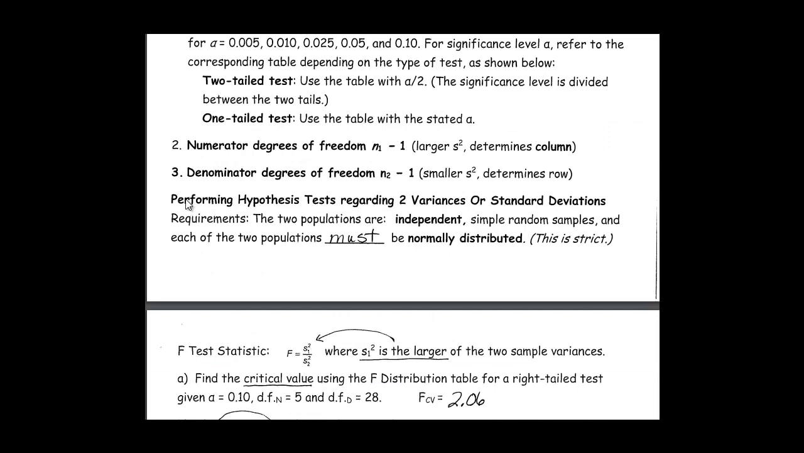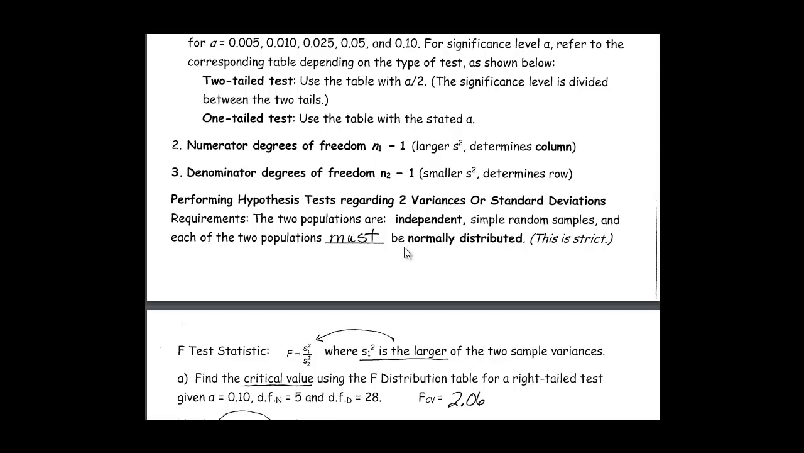One thing I want to point out is when you are performing a hypothesis test regarding two variances or two standard deviations, there are some strict requirements that seem kind of obvious, the first two anyway. The two populations are independent. Back to my manufacturers, what one manufacturer does not impact the other. That makes them each independent. Obviously, simple random sample, but each of these two populations must be normally distributed.